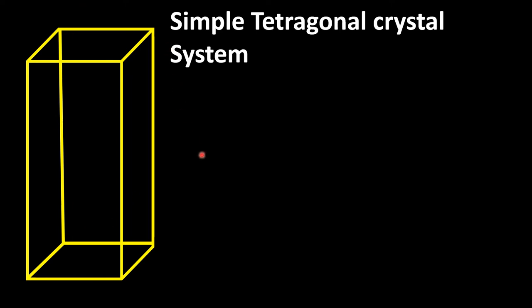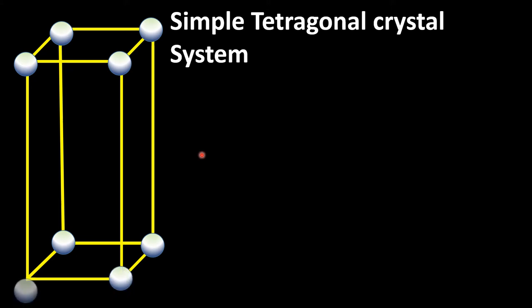Now, when we bring the atom to these lattice points, like this one, this is the atom. This one atom goes to this lattice point, and this goes to this lattice point. So it has 8 lattice points, and we bring 8 atoms to these lattice points. So it has 8 corners and 8 atoms attached to these lattice points. This is our simple tetragonal crystal system.